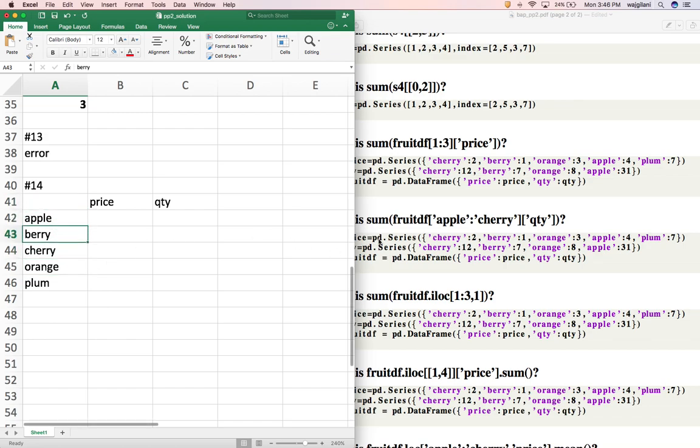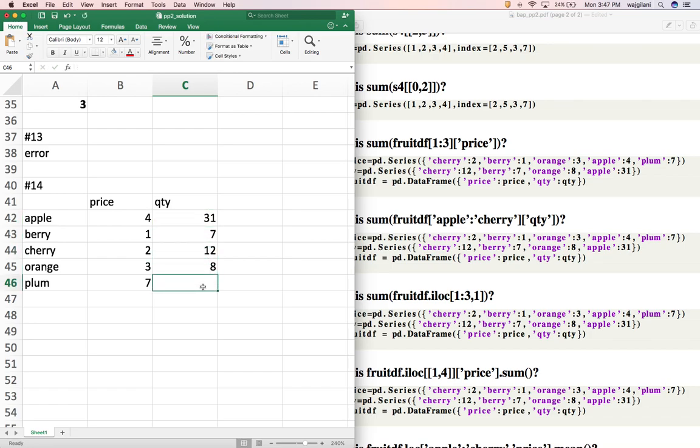And then for each series, you will grab the values and place them in the table accordingly. Let's start with the price one first, the first series. Cherry has the value 2 for price. Berry has the value 1. Orange has the value 3. Apple has the value 4. Plum has the value 7. Go to quantity. Cherry has the value 12. Berry has the value 7. Orange has the value 8. Apple has the value 31.